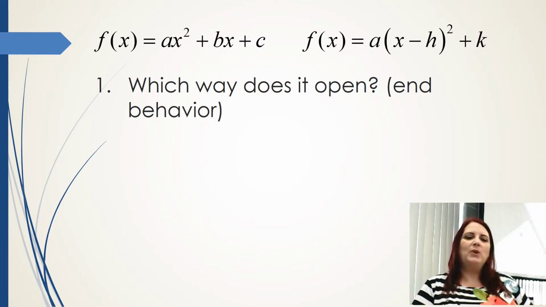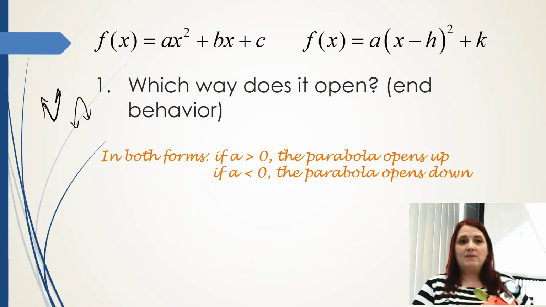So when we're looking at these, which way does it open? In other words, we're looking for its end behavior. Is it going to open up? Is it going to open down? That's the question we're asking. So in both forms, if a is a positive number, in other words, it's greater than 0, the parabola is going to open up. If it's less than 0, or it's a negative number, the parabola is going to open down. That's pretty easy to remember.